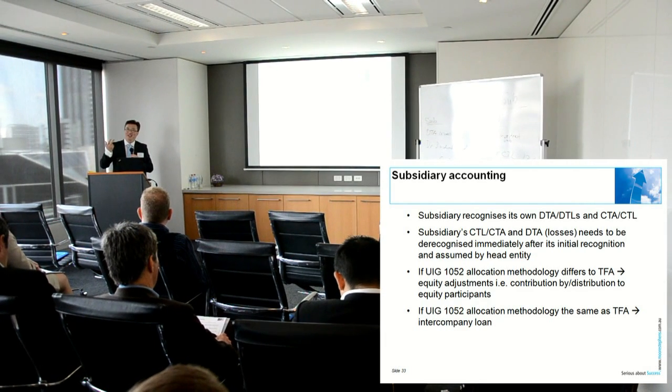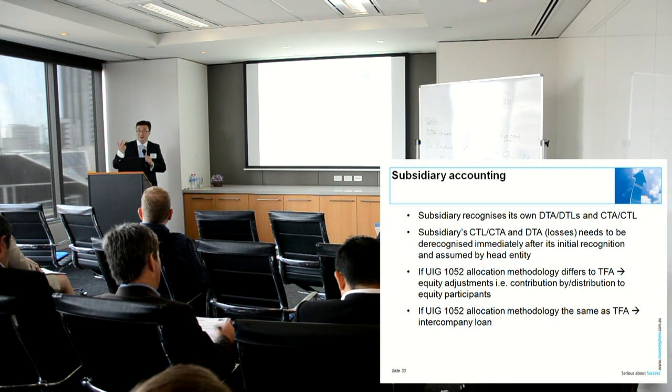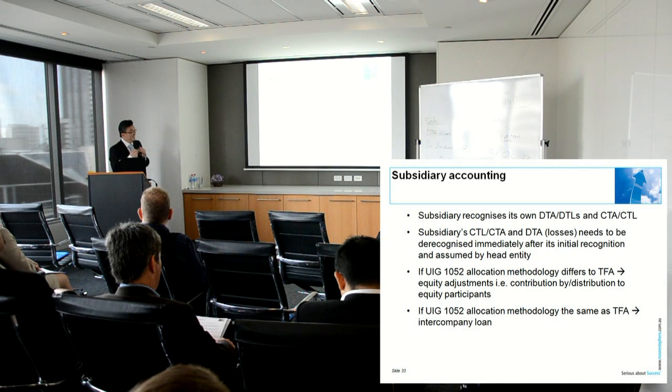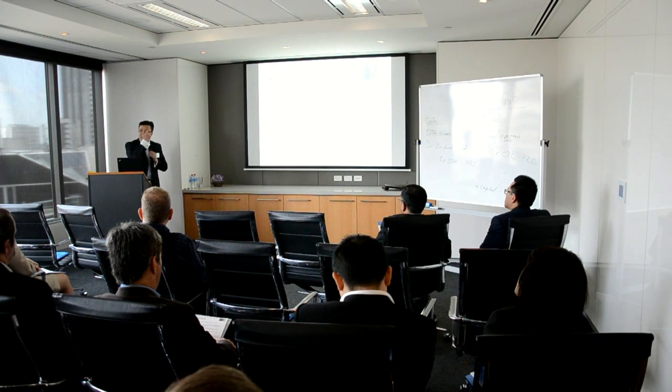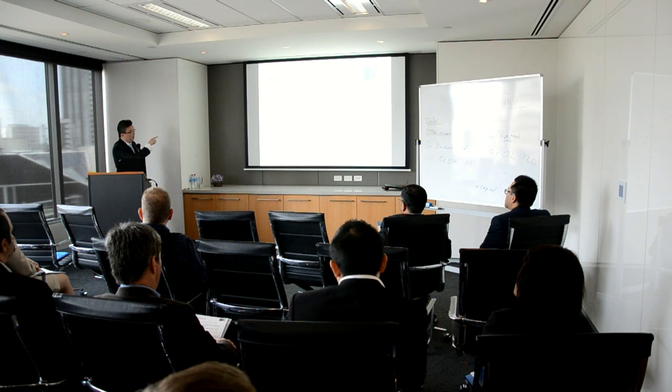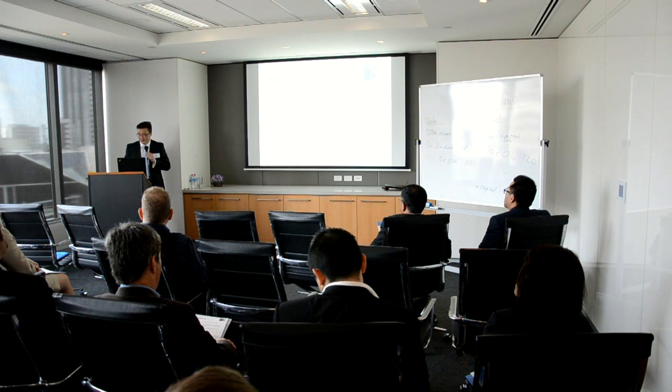What about the head company? It recognizes its own DTAs and DTLs, and it also recognizes assumptions of the subsidiaries' CTLs and DTA, deferred tax asset, for losses. One thing that Jason hasn't shown you is that CTS does that as well for tax consolidated groups.